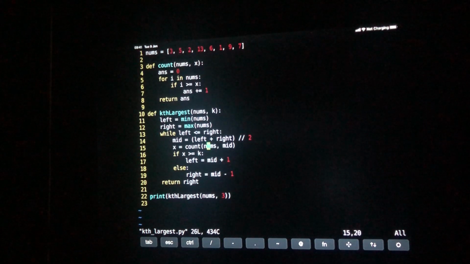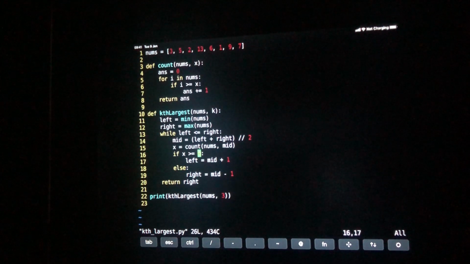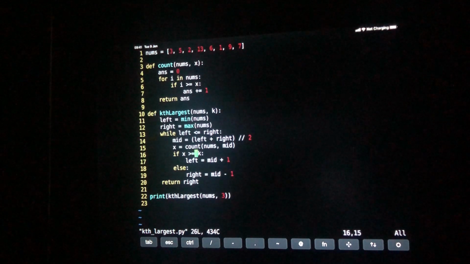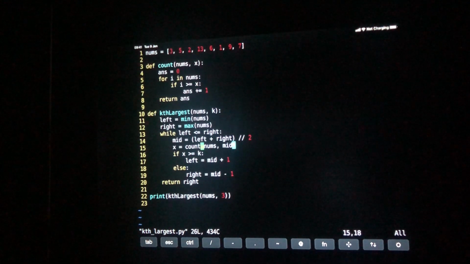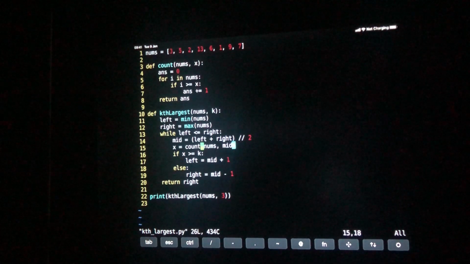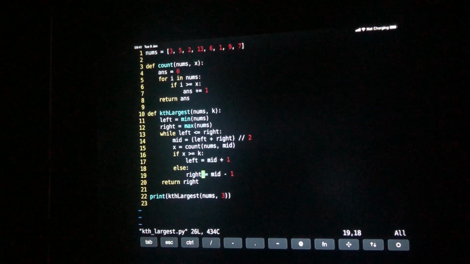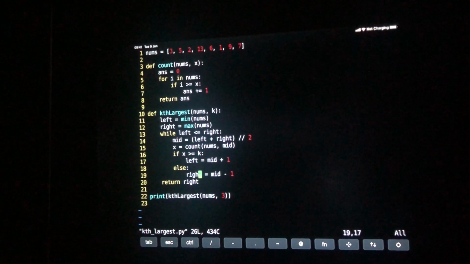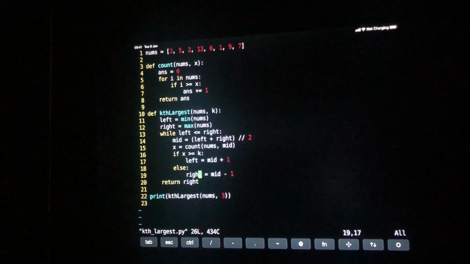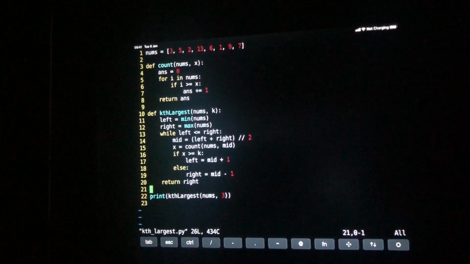Similarly, if we are looking for the third largest number, but there are only 2 numbers larger than mid, then we need to reduce the mid. Then we set the right boundary to mid minus 1, so that we keep the search in the lower half. Am I right? Do you get it?